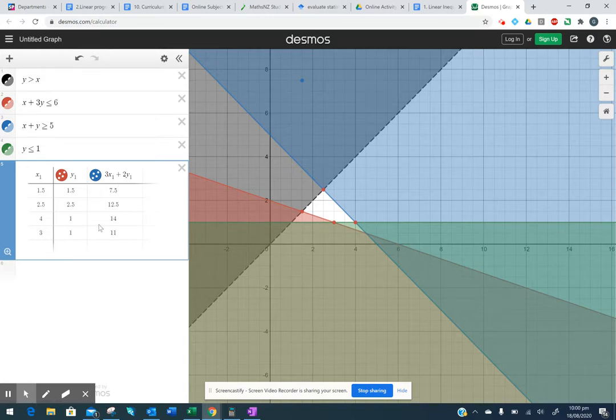So I can see instantly that my largest profit is going to occur at coordinate 4, 1, whatever that happens to be in the context. At the moment, we haven't done anything with context. And my maximum profit is 14, whatever the units happen to be. So that's how you can use Desmos to do this really efficiently.